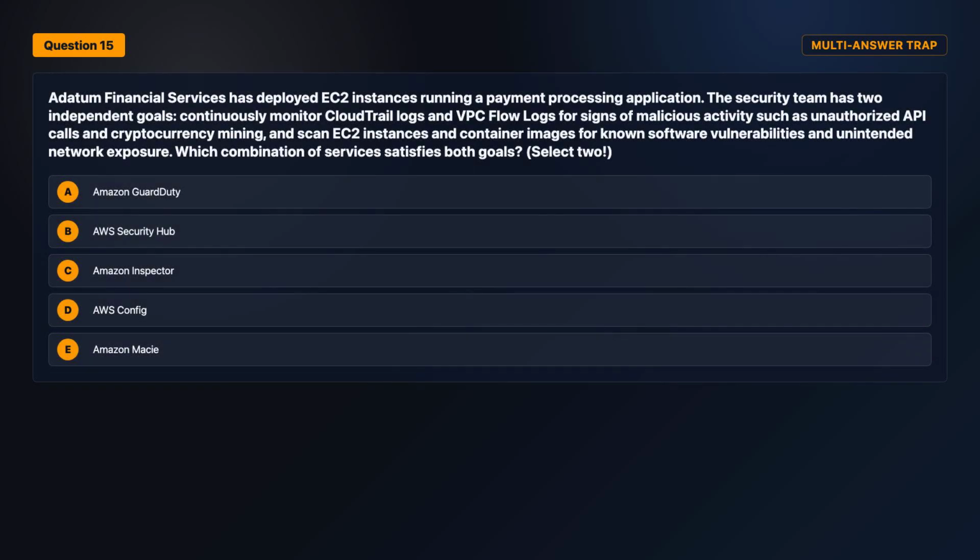Test each option against the full ask. Adatum Financial Services has deployed EC2 instances running a payment processing application. The security team has two independent goals: Continuously monitor CloudTrail logs and VPC flow logs for signs of malicious activity such as unauthorized API calls and cryptocurrency mining, and scan EC2 instances and container images for known software vulnerabilities and unintended network exposure. Which combination of services satisfies both goals? Select 2. Review the answer choices on screen.